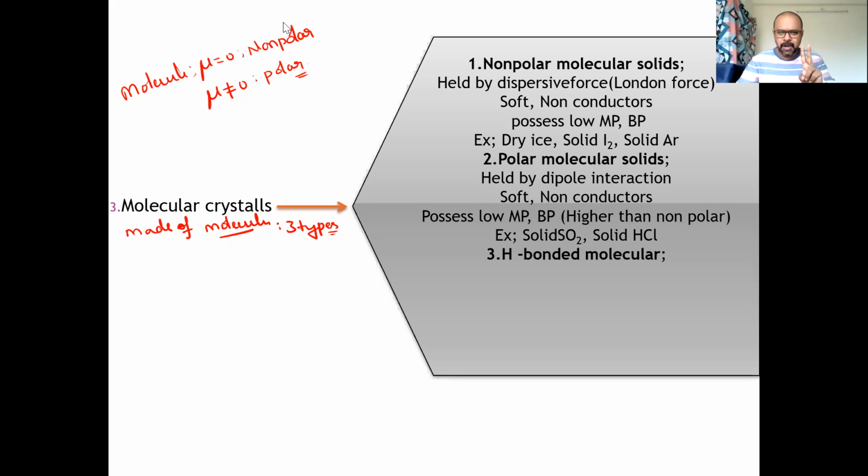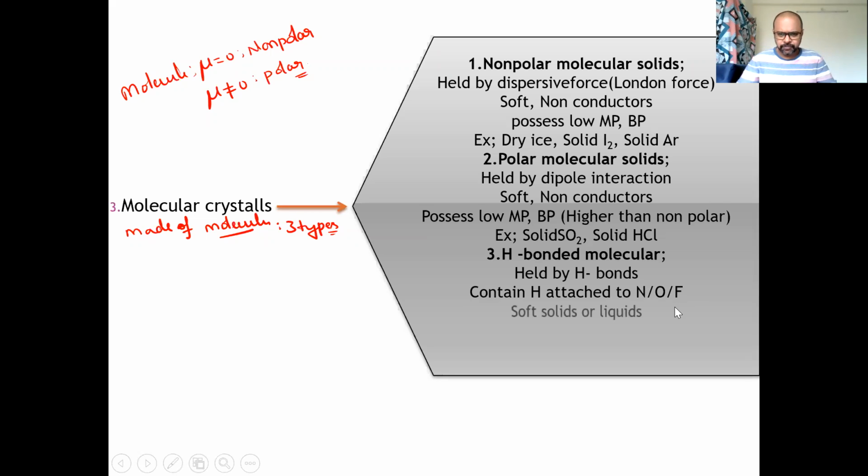Fluorine, oxygen, nitrogen, these three elements. Hydrogen bonding is observed in those substances where hydrogen is attached to either fluorine or nitrogen or oxygen, any one of these. For example, HCl. In HCl also hydrogen is attached to chlorine, which is electronegative, but there is no hydrogen bond because chlorine is not as electronegative as fluorine. So solid HCl is an example of a polar molecular solid, whereas solid HF is an example of a hydrogen bonded molecular solid.